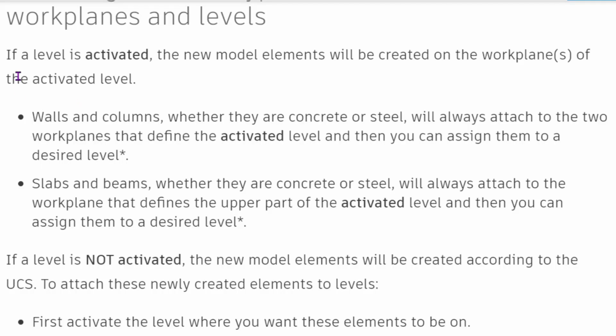According to the knowledge base document, walls and columns, whether they are steel or concrete, will always be attached to two work planes that define the activated level. Slabs and beams, whether they are concrete or steel, will always be attached to the work plane that defines the upper part of the activated level.